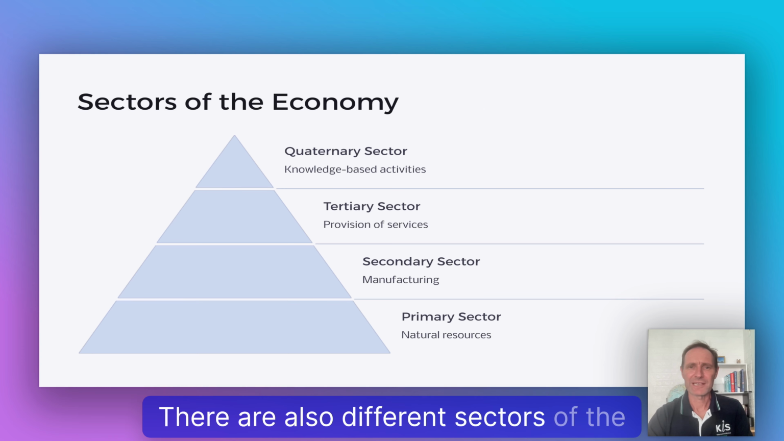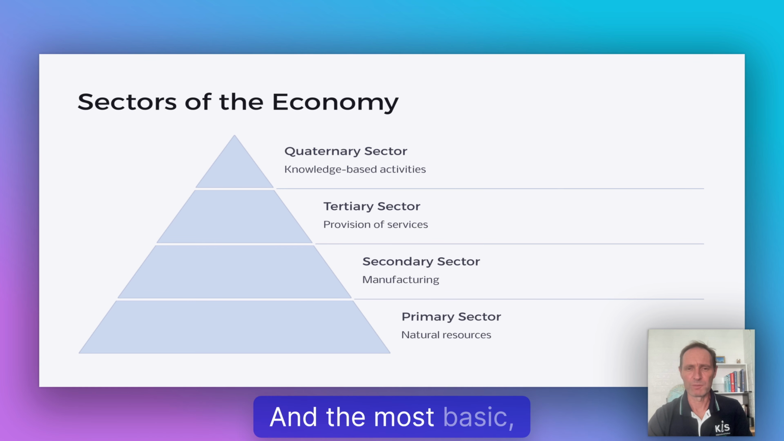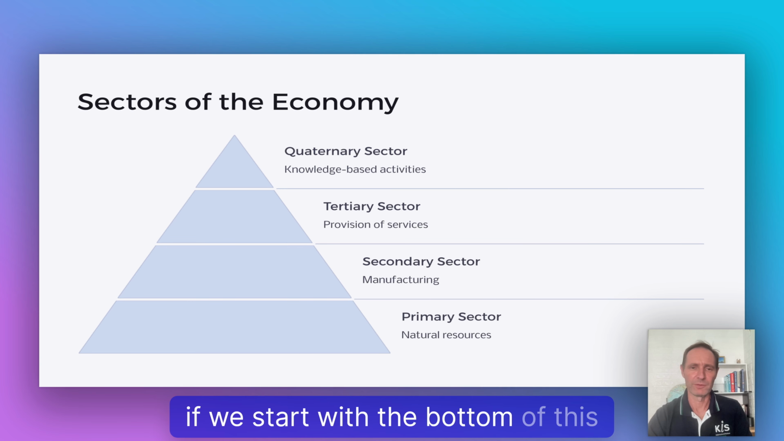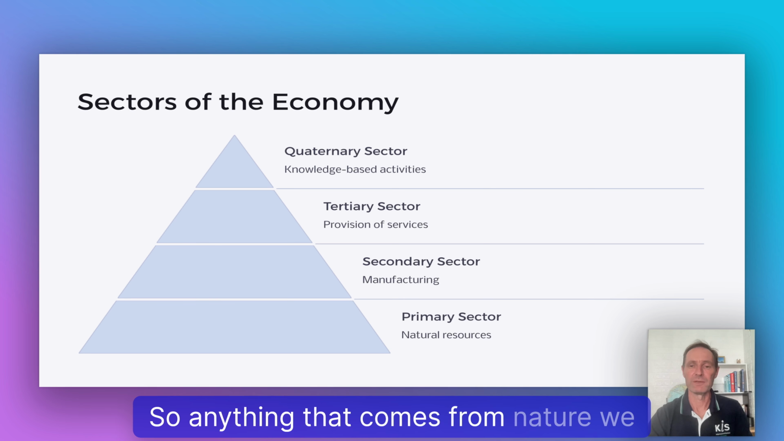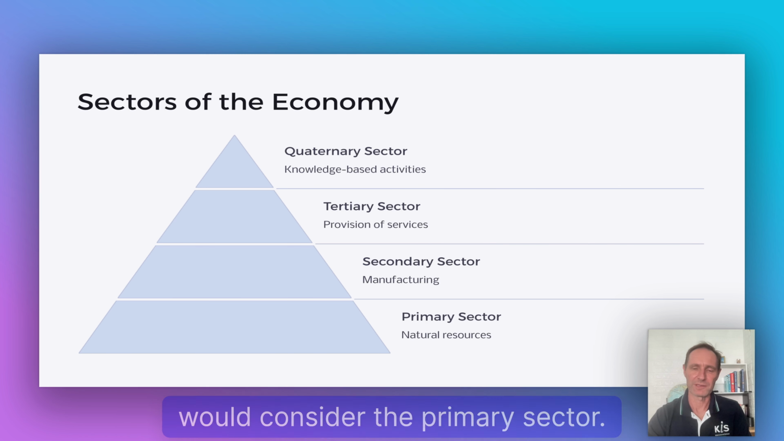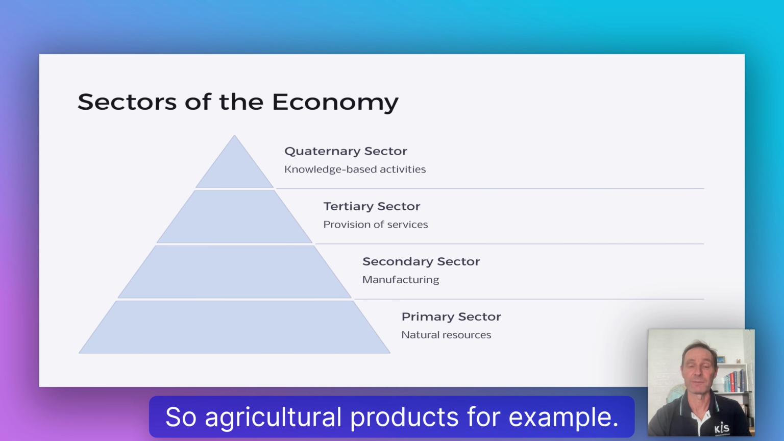There are also different sectors of the economy. And the most basic, if we start with the bottom of this diagram here, the primary sector is made up of natural resources. So anything that comes from nature, we would consider the primary sector. So agricultural products, for example.